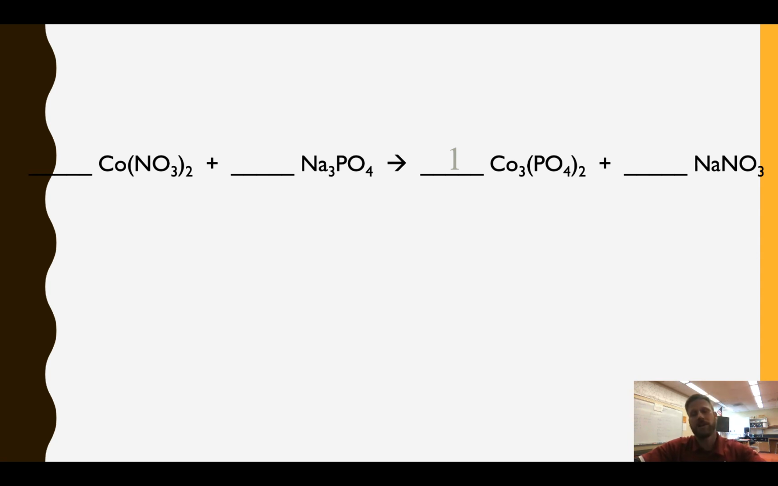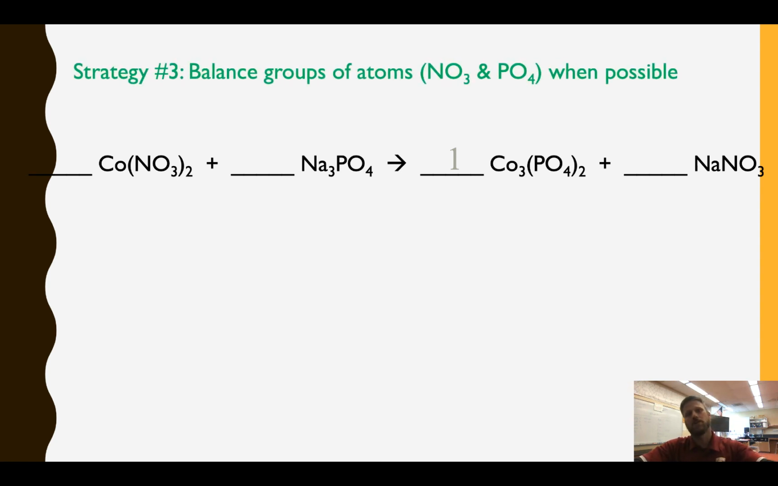Now apply strategy 3, which is to balance groups of atoms instead of individual atoms when possible. Many times, groups of atoms are easy to identify because of the parentheses. Notice that 2 groups of atoms appear on both the reactant and product side of this equation. NO3 and PO4 appear on both sides of the equation. Instead of balancing the nitrogen atoms and the oxygen atoms in NO3 separately, simply balance the entire group of atoms. Same with PO4. This makes balancing this equation much, much easier.